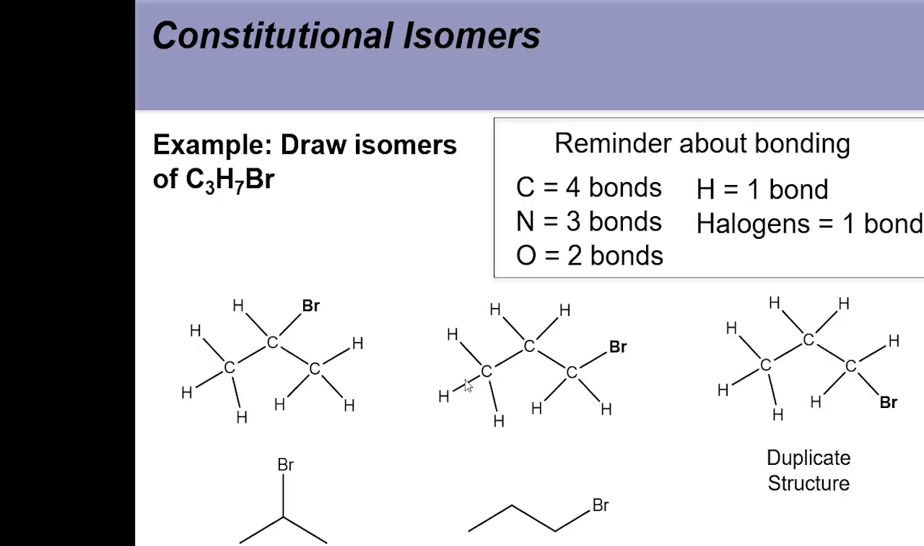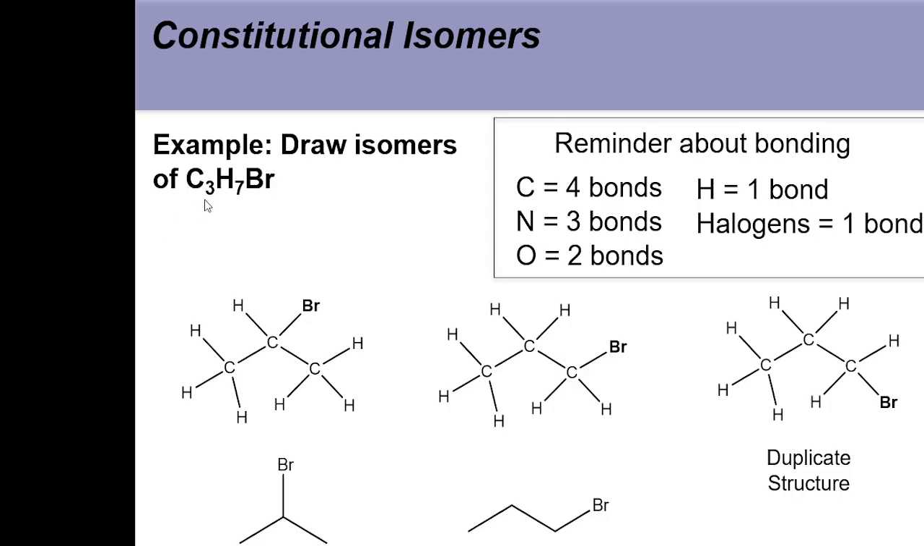So here's an example of how we should determine the different constitutional isomers given the same chemical formula. It's very important to remember the general bonding pattern of most atoms: carbon with 4 bonds, nitrogen with 3 bonds, oxygen with 2 bonds. Hydrogen and the halogens possess only 1 bond.